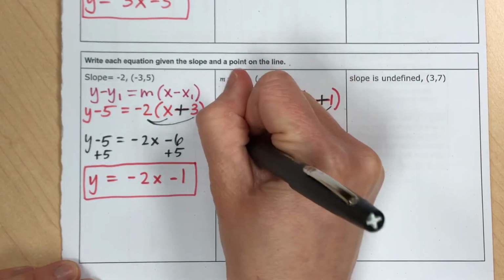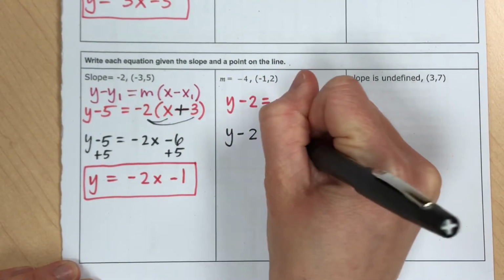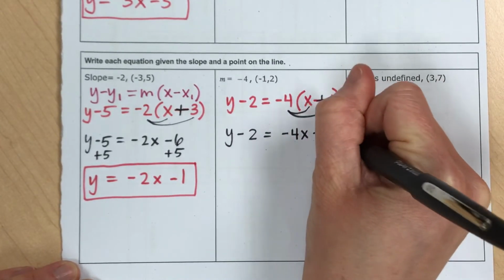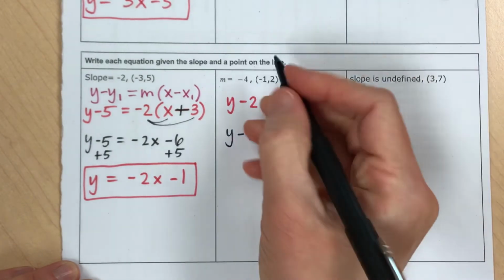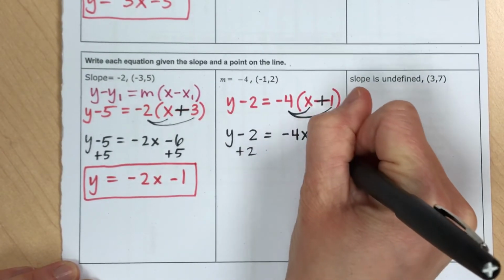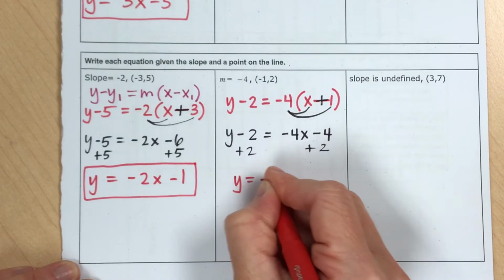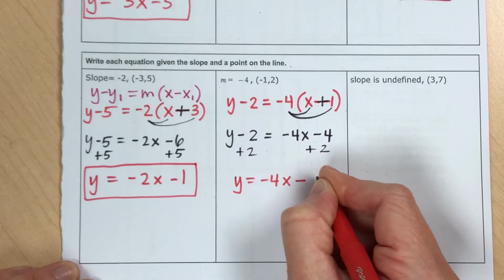If I distribute my slope, I'll have y minus 2 is equal to -4x. -4 times +1 now would mean that's -4. And if I solve for y, I'm going to add 2 to both sides. My equation is going to be -4x minus 2.